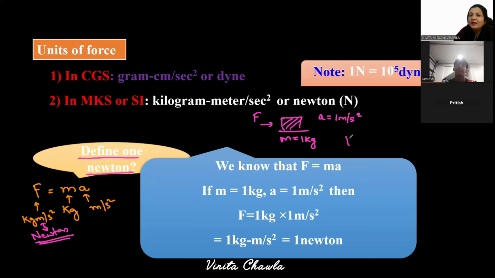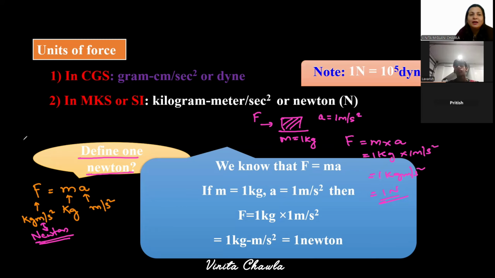Then how do we write force? Because we write force as mass into acceleration, on putting these values here, 1 kilogram and 1 meter per second square, we get 1 kilogram meter per second square as force. And because kilogram meter per second square and Newton mean the same thing, we can write 1 Newton also. Clear? Yes, ma'am.